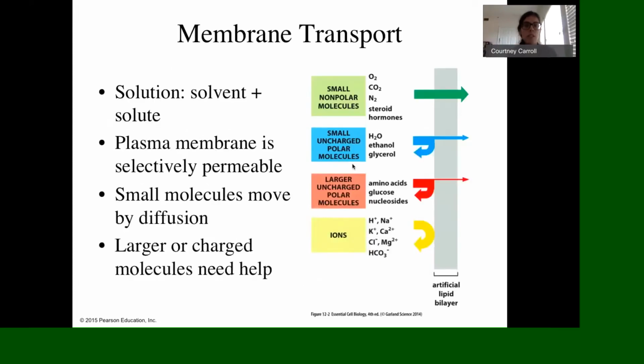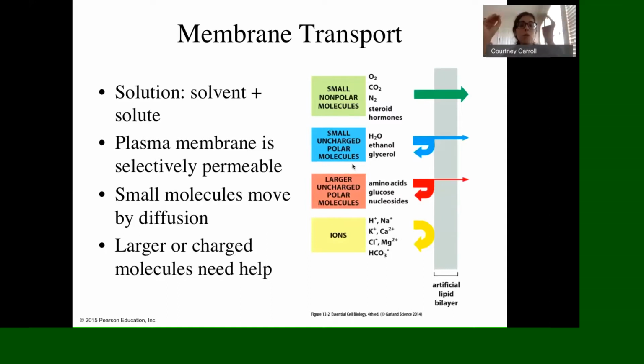To start off, let's think about membrane transport. As a reminder, a solution is a solvent and solute, and our plasma membrane is what we call selectively permeable. Some things can get through easily and others can't, and it depends on their chemistry. Plasma membranes are made of phospholipids. The majority of that space is the hydrophobic part, the water-hating part, but they also have these little teeny head groups that are polar.